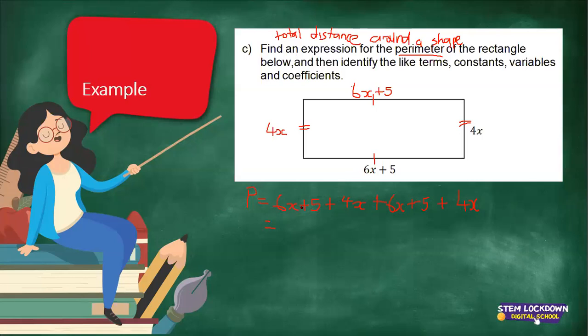Okay, obviously you need to add like terms together. So in this case, you can see this is like, because they have x, 4x, this is like 6x. So these are like terms. Okay. 6 plus 4 is 10, right? 10 plus 6 is 16, plus 4 is 20.